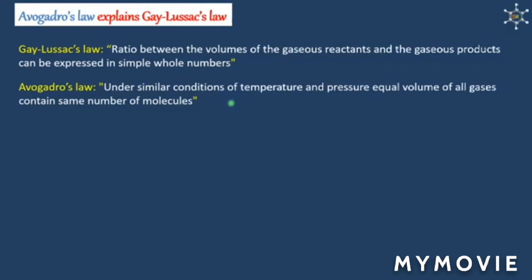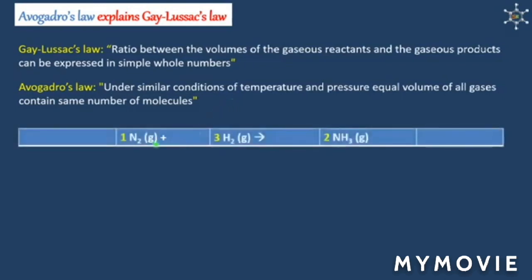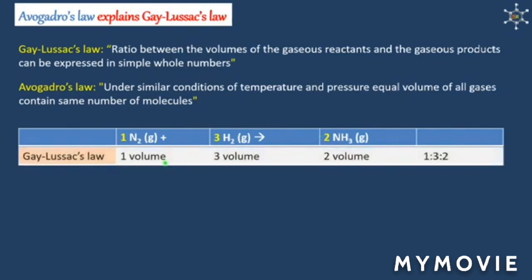of molecules. If we consider the reaction nitrogen plus hydrogen giving rise to ammonia, according to Gay-Lussac's law, 1 volume of nitrogen reacts with 3 volumes of hydrogen giving 2 volumes of ammonia. So the reactant and product volume ratio is 1:3:2. Let us see the same reaction by using Avogadro's law.